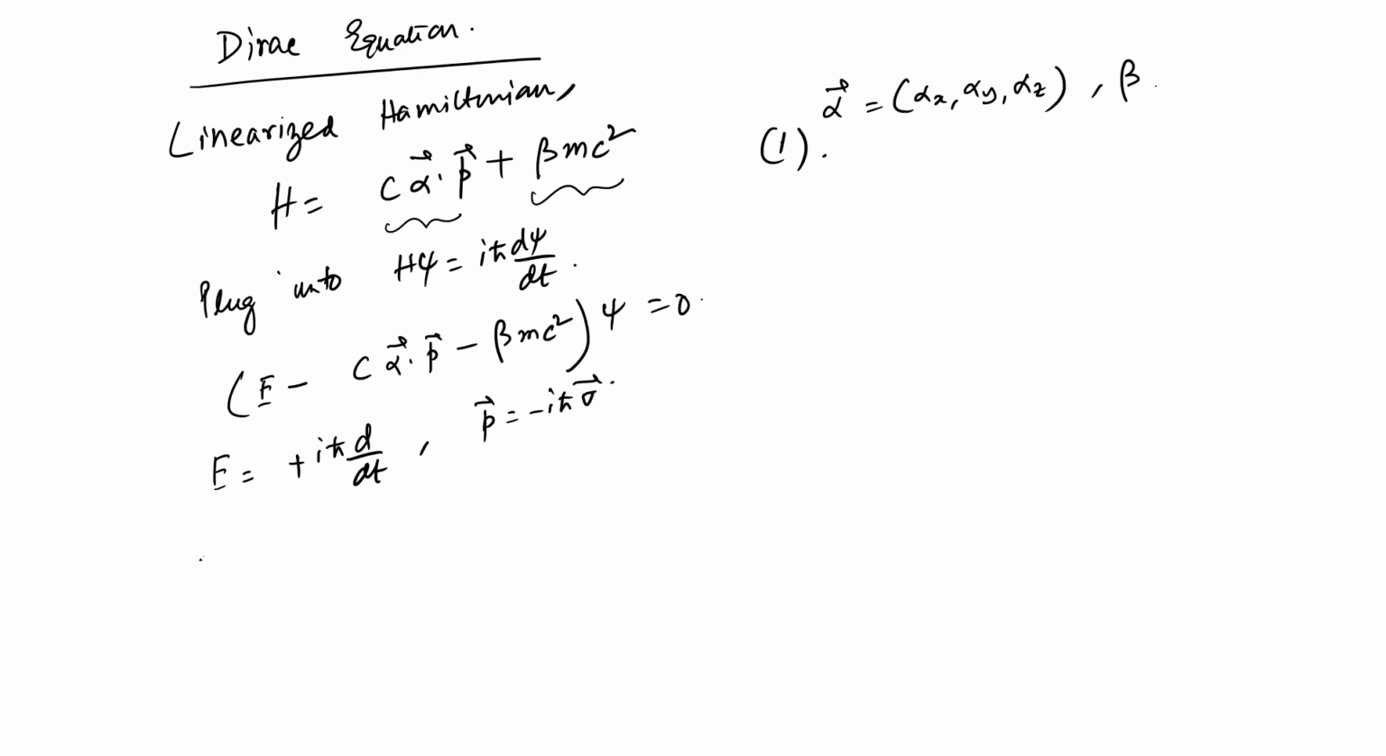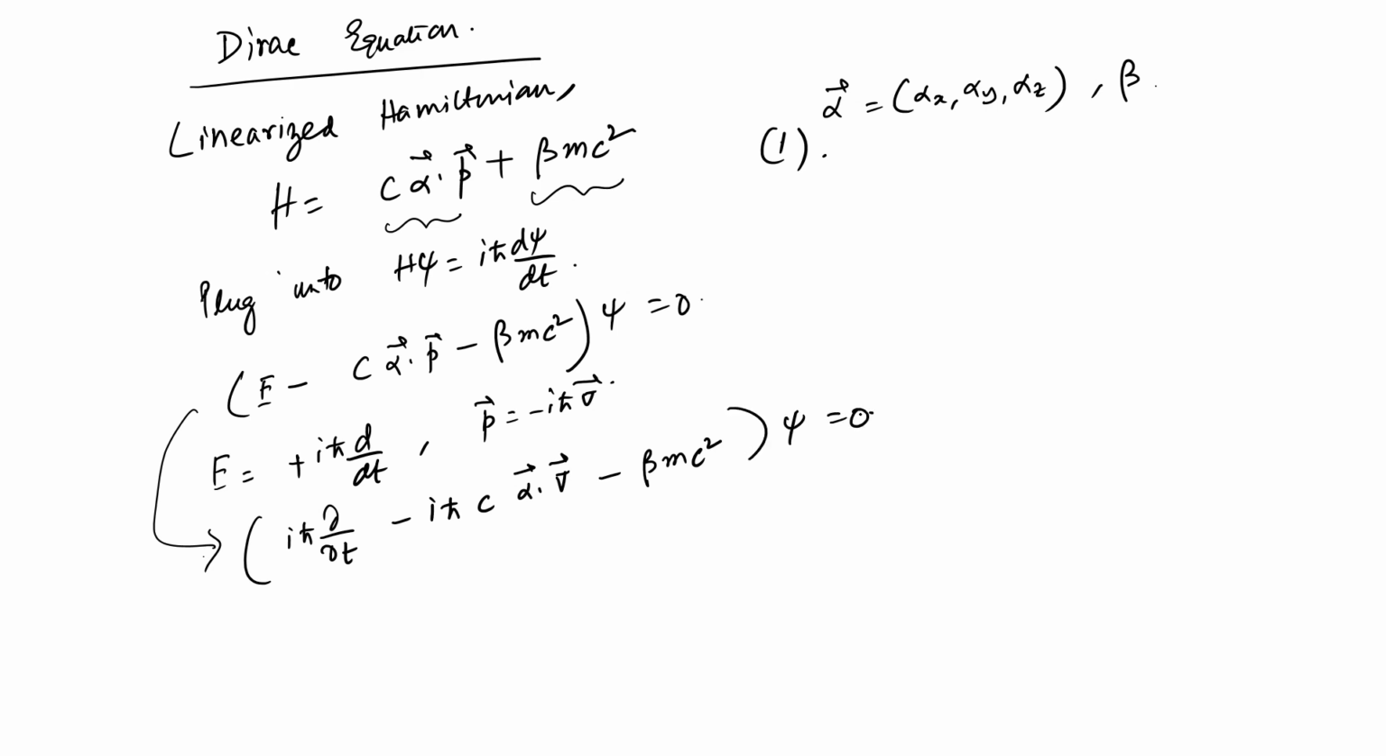Then this thing looks like this equation: i h cross del del t minus i h cross c alpha dot del minus beta m c square, acting on psi, equal to 0. Okay. So, this is called the Dirac equation. Let us call this equation 2, and this equation is the most important equation.